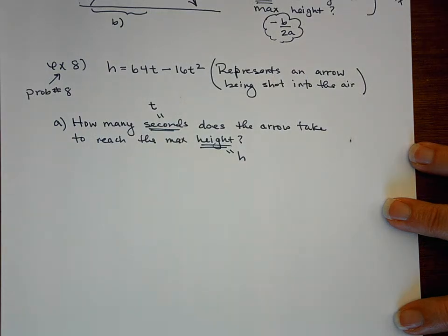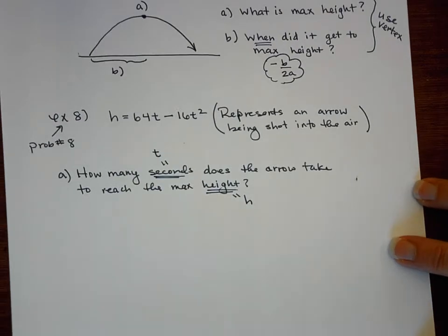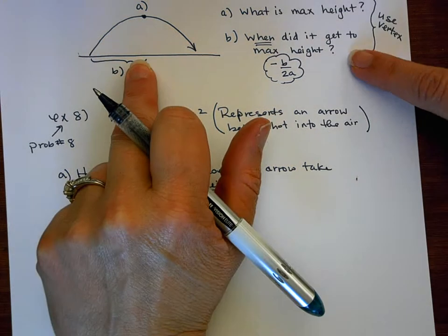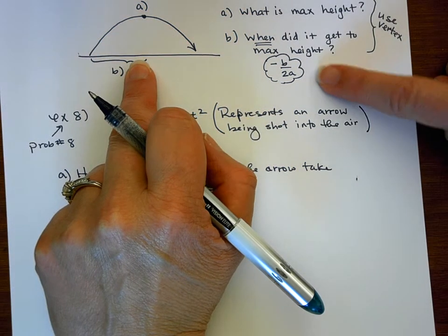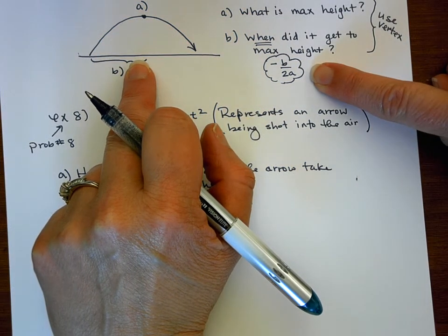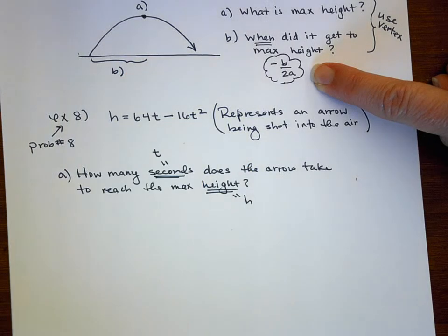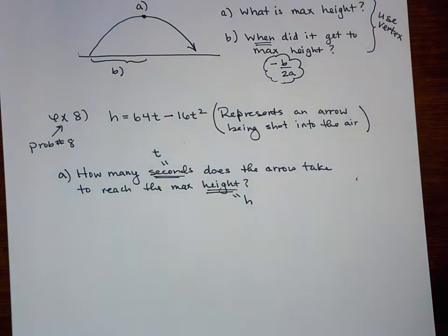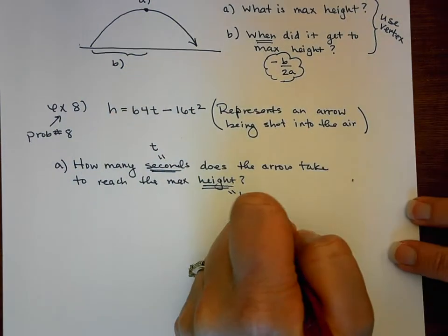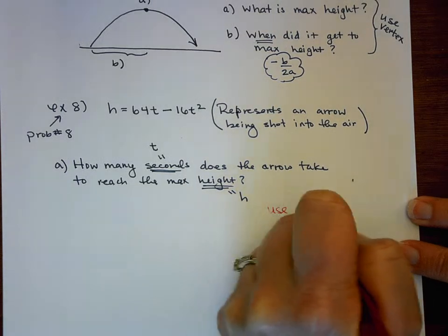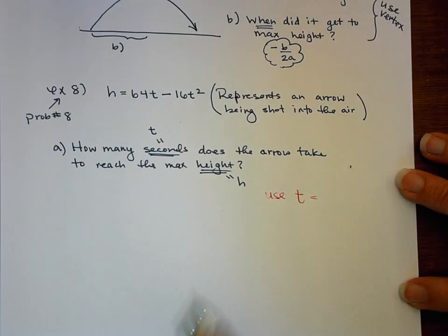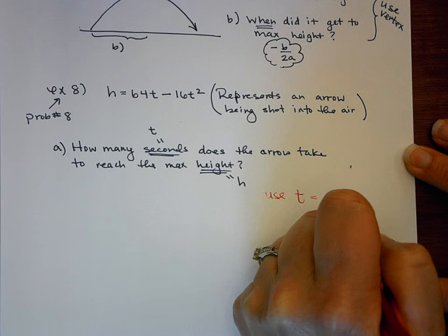So what formula am I going to use in order to find out how many seconds it takes? Okay, so I want to know when, right? So when did it reach the maximum height? That would be negative b over 2a. So I'm going to use the appropriate formula, and since I'm trying to find t, I use t equals negative b over 2a.